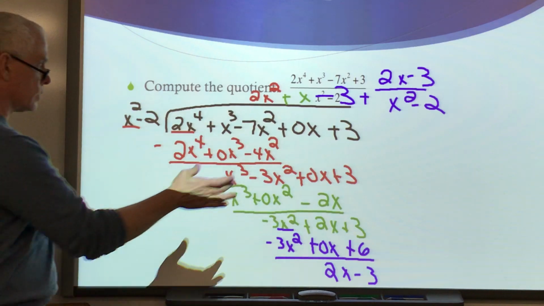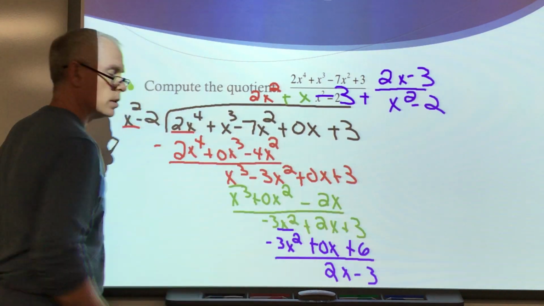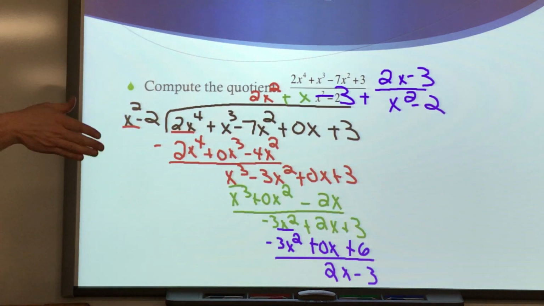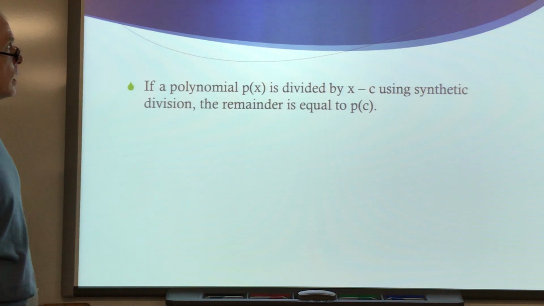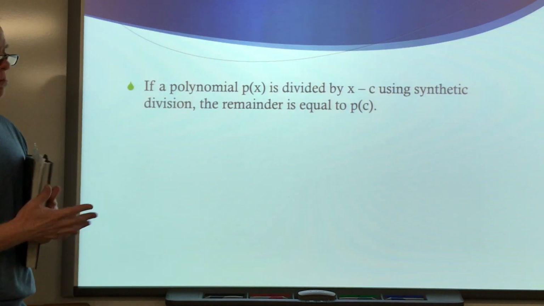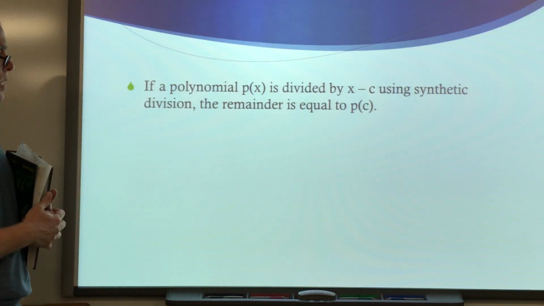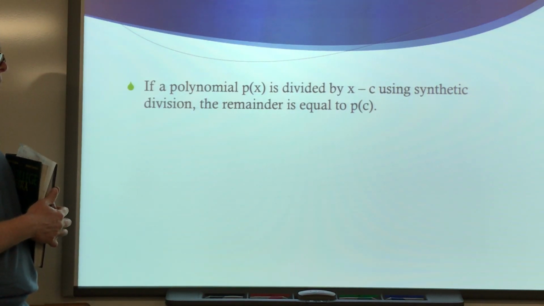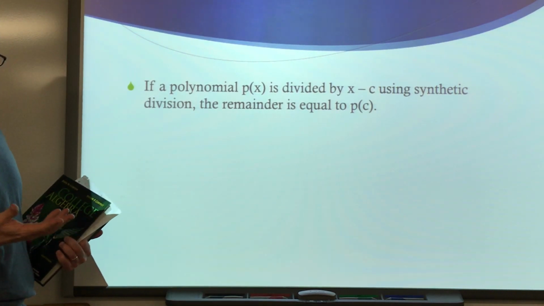So make sure of your placeholders. The 0x here, we have placeholders in a couple of these columns. And only put expressions underneath other expressions that are like terms so that you can go ahead and subtract them. Okay? All right, the remainder theorem. If a polynomial p of x is divided by x minus c, we did that with synthetic division and long division. Using synthetic division, the remainder is equal to p of c.